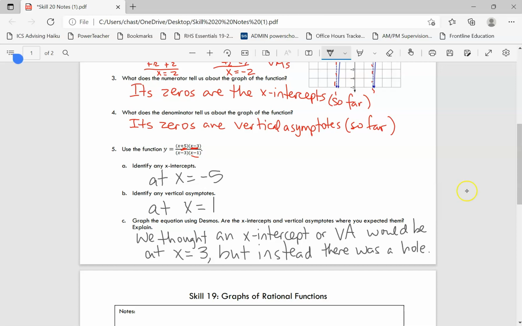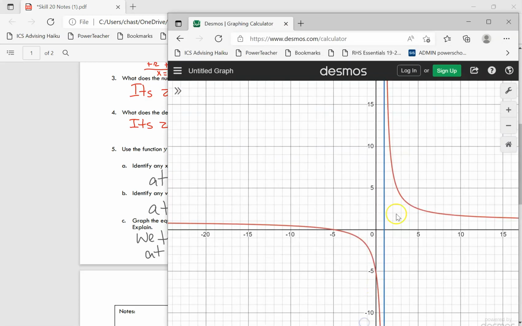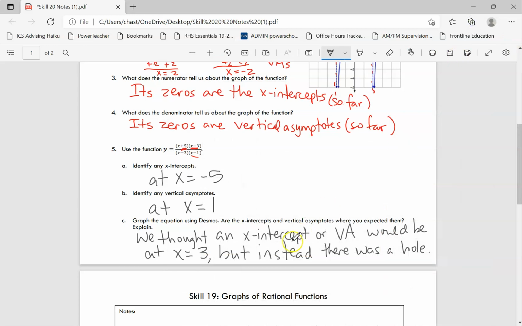And I'm going to go back to the graph one more time just to look at that. When x equaled 3, see how there's a hole in the graph there instead of it being a defined point? Like all of these are points. When I get there, it's a hole. So at 3, there's a hole in the graph, but not a vertical asymptote or an x-intercept.